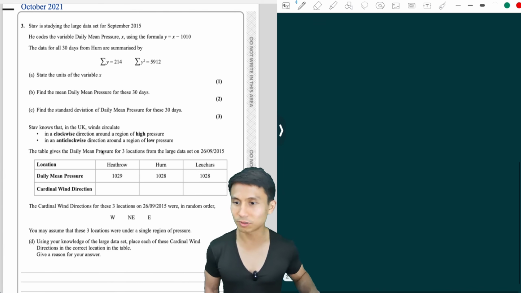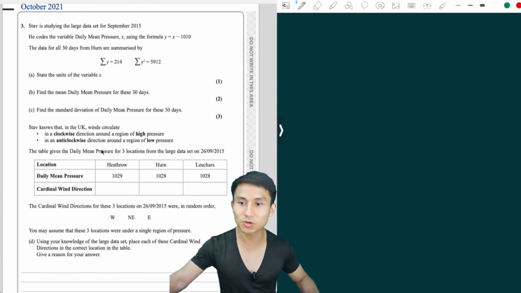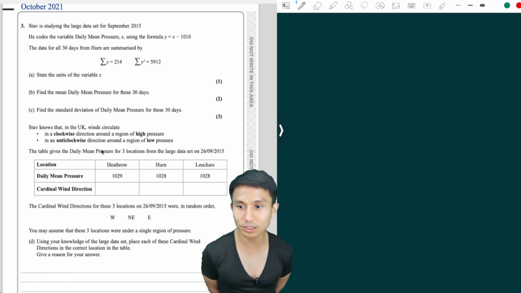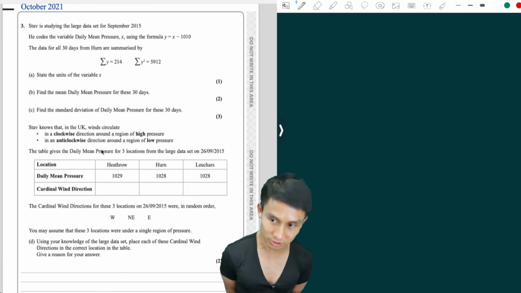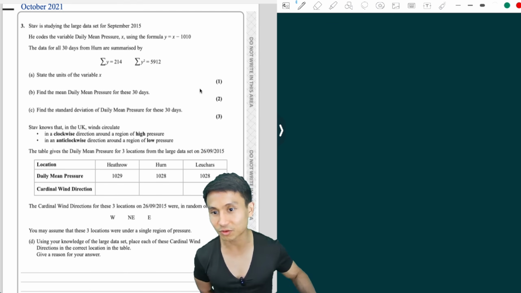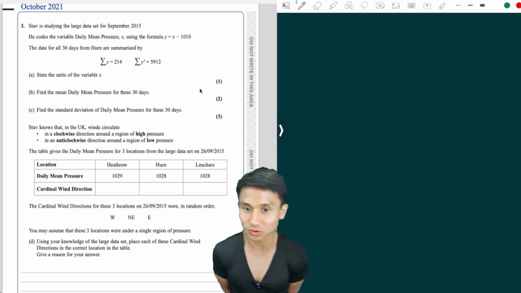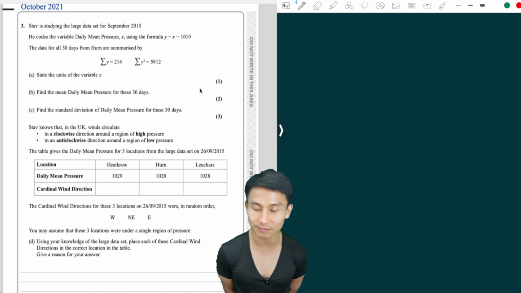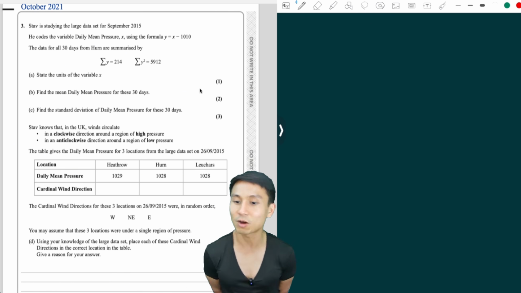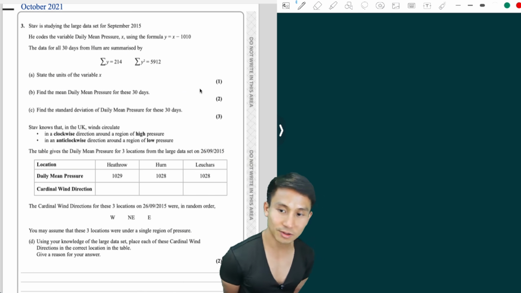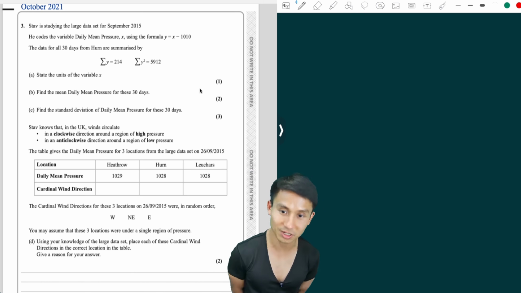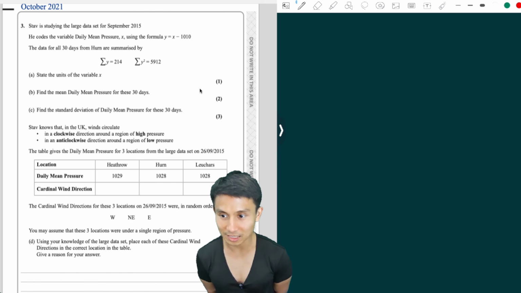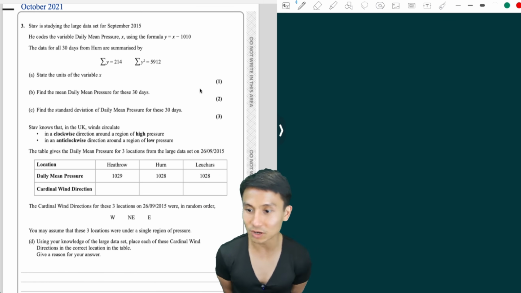Part D, probably more interesting. Stafford knows that in the UK, winds circulate in the clockwise direction around a region of high pressure and in an anti-clockwise direction around a region of low pressure. The table gives daily mean pressure for 3 locations from the large data set on 26th of September 2015: Heathrow, Hurn, and Leuchars. Now we note that Heathrow has the highest pressure here, although not a lot higher, but it is the highest pressure. And we'll note that. Now it's leaving the cardinal wind direction for us to fill in.